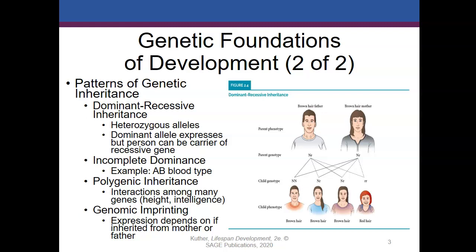Expression of genes is also influenced by the environment, something known as epigenetics, which will be covered in more detail later in this chapter. Some traits are determined by a process known as genomic imprinting. Genomic imprinting refers to the instance in which the expression of a gene is determined by whether it is inherited from the mother or the father.